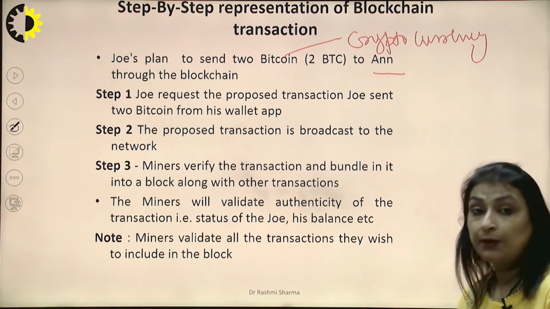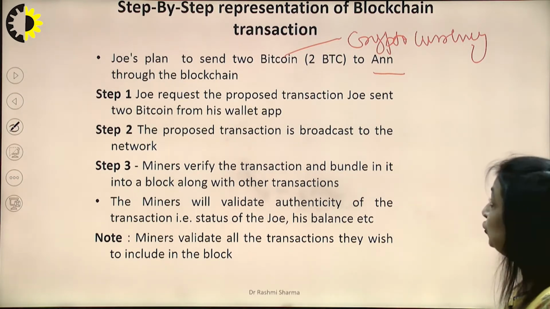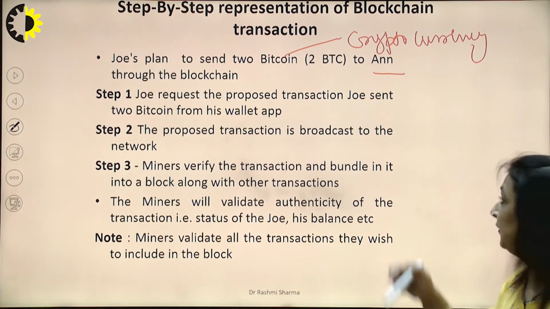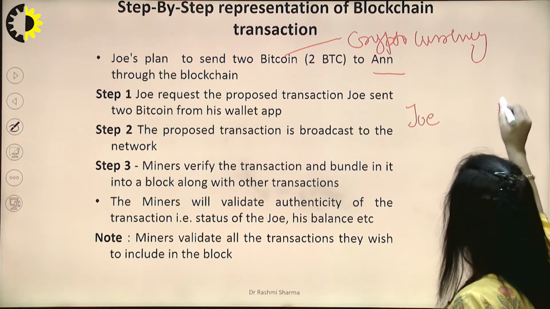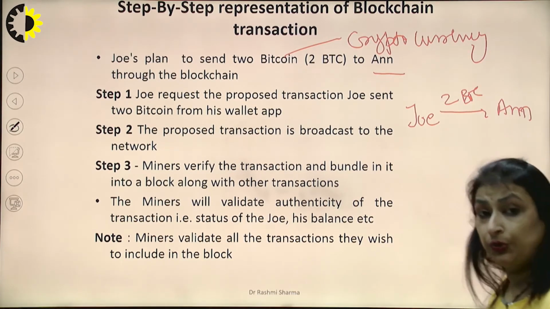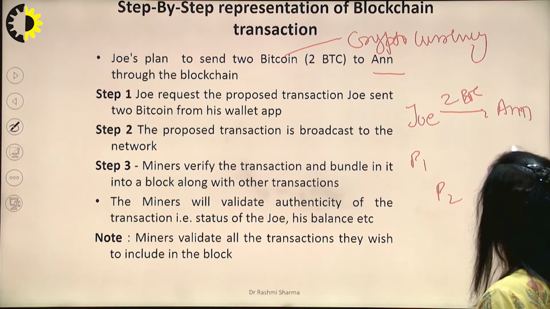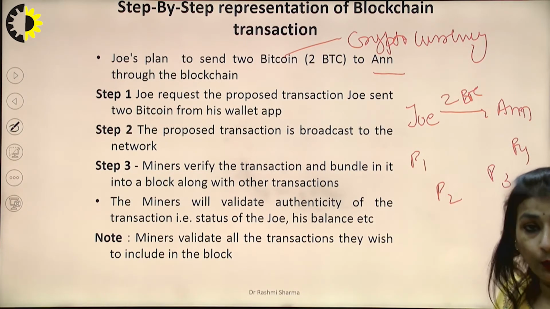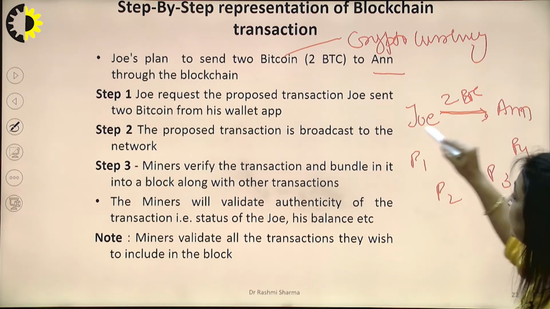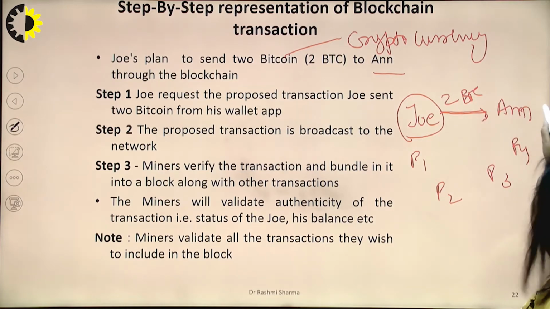So what would Joe do? Joe would request the proposed transaction. Joe sends 2 Bitcoin from his wallet app, saying that I have to transfer these 2 coins to N. I would be naming these two persons Joe and N. Here, assume we have persons P1, P2, P3 and P4 in this network along with Joe and N. So he has proposed that he is ready to give 2 Bitcoin from his wallet to N. That is the transaction.